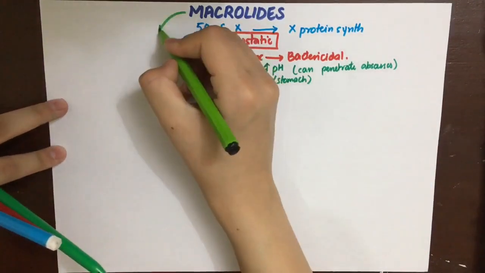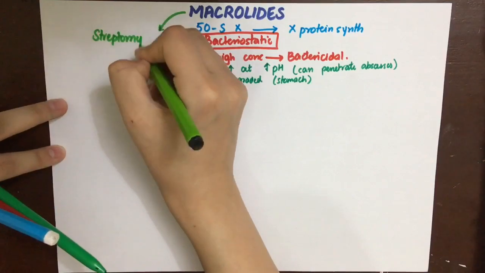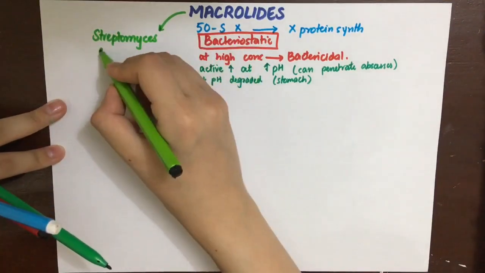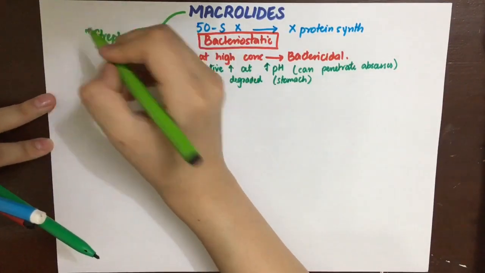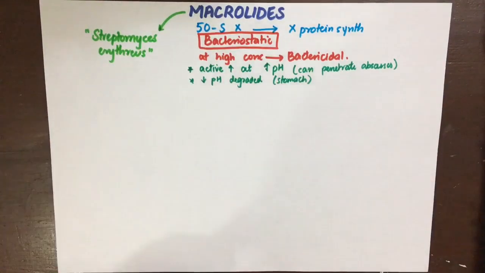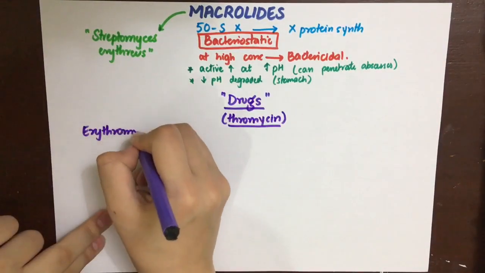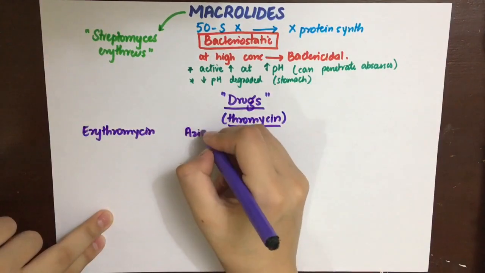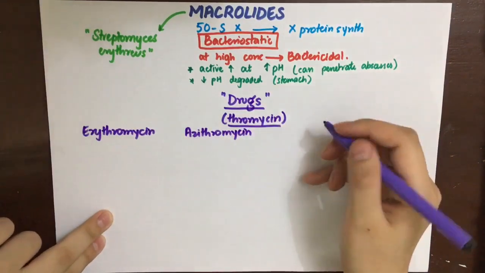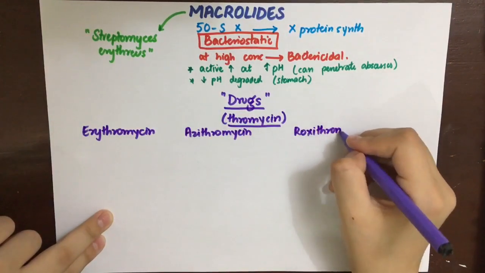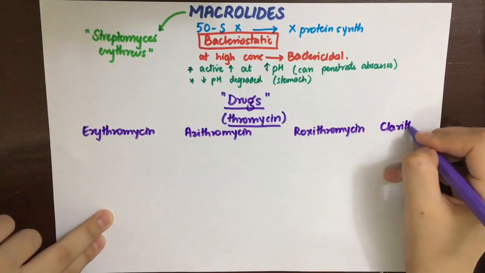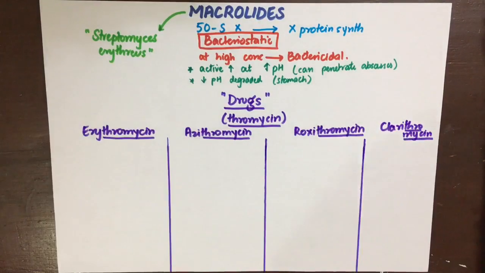The first of the macrolides, that is, erythromycin, was obtained from the bacteria Streptomyces erythraeus and thus can be associated with hypersensitivity reactions. The drugs included in this class will all have thromycin in their names. They are erythromycin, azithromycin, roxithromycin, and clarithromycin. We'll discuss some of their important properties separately.